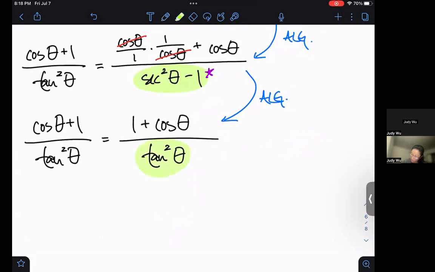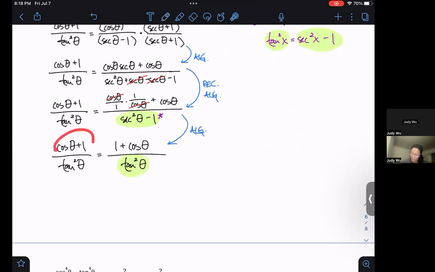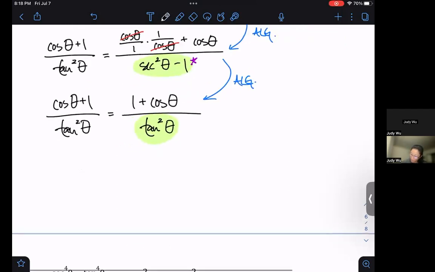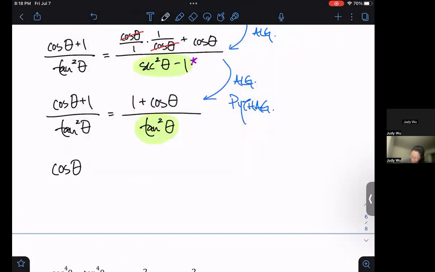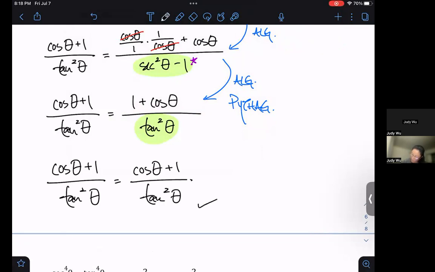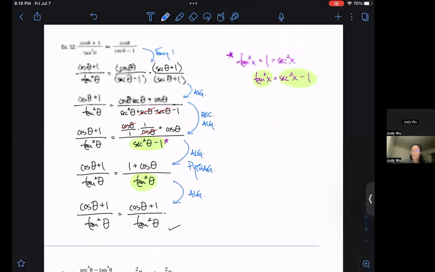Okay. Now, we technically have one more step because this is cosine theta plus 1, and this is 1 plus cosine theta. So let's finish annotating. This is algebra, and it's also the Pythagorean identity. But let's make sure we write it exactly the way it is on both sides. And we give ourselves a check mark just because of a little algebra here. Okay. All right, so that is example 12.